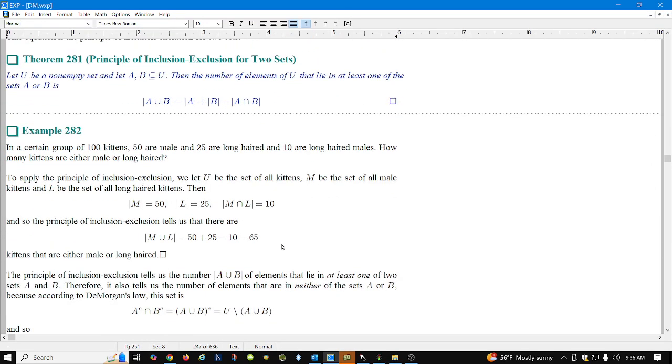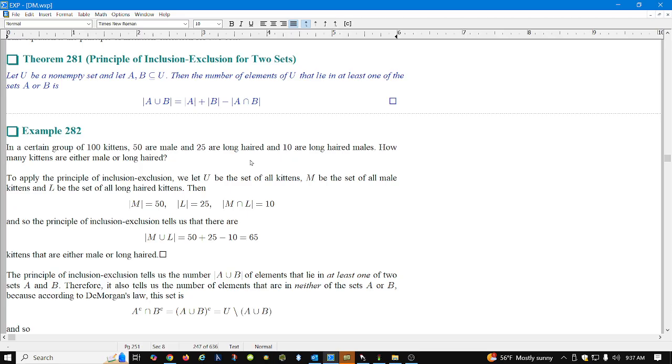So, examples. In a certain group of 100 kittens, 50 are male and 25 are long-haired, and 10 are long-haired males. How many kittens are either male or long-haired? Now remember our discussion of disjunction. Or is inclusive or, so it could be both. Right? Male or long-haired, a kitten that was both would qualify for that.